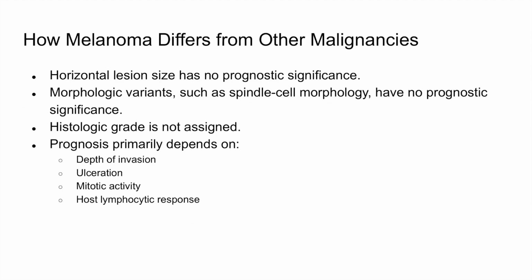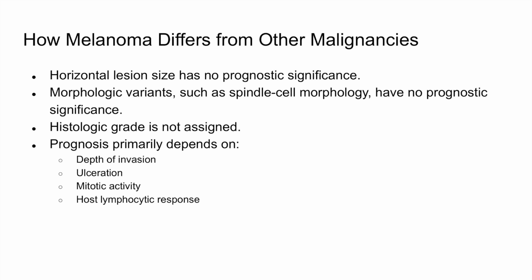All right, so melanoma differs from many carcinomas because it is not routinely assigned a conventional histologic grade. Surface diameter and morphologic variants, such as spindle cell appearance, are also not the primary variables used to determine prognosis. For a localized primary melanoma, the most important pathologic features are Breslow depth and ulceration. Mitotic activity and host lymphocytic response can provide additional information, but play a smaller role in formal staging.